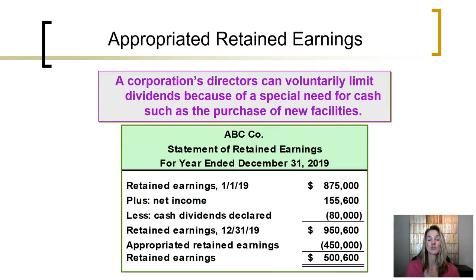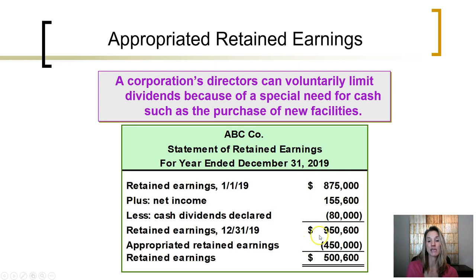A corporation's directors can also voluntarily limit dividends because of special needs for cash, such as the purchase of new facilities. In order to voluntarily restrict dividends, they will appropriate some of their retained earnings.